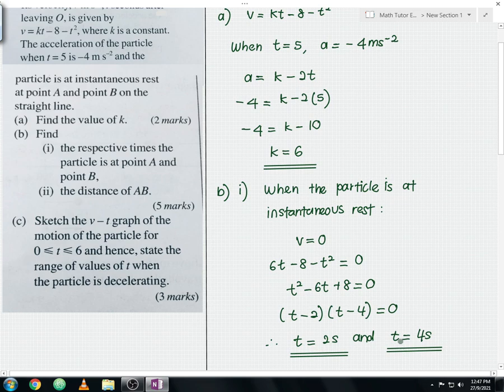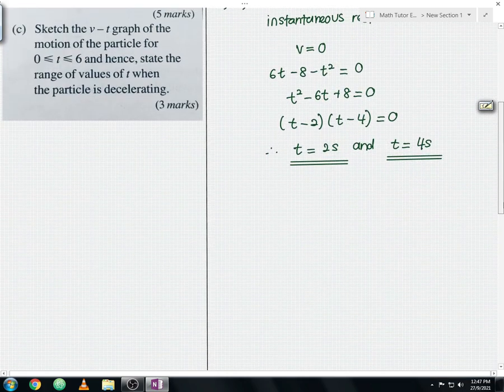So from here let us proceed our discussion for the question B part 2, where we need to find the distance of AB. Okay, so to find the distance of AB, the first step what we need to do is we need to find the displacement. So how to find the displacement? We're going to integrate the velocity, guys. Okay, so that will be our step 1. Let us begin our working.